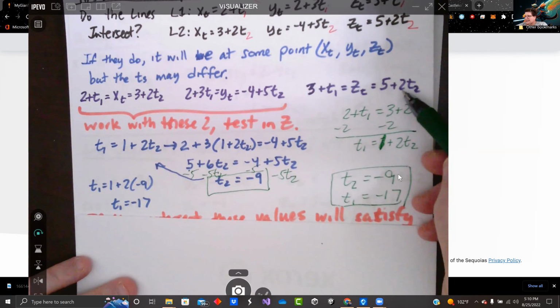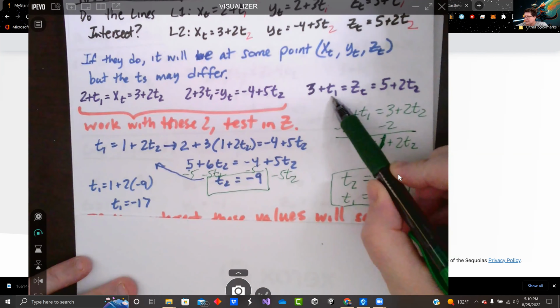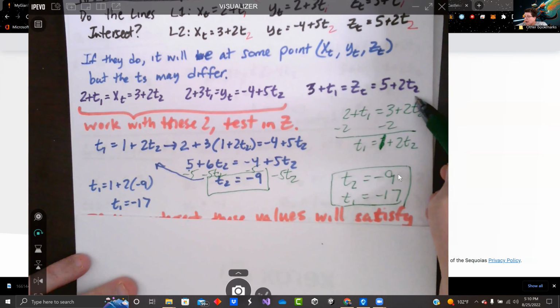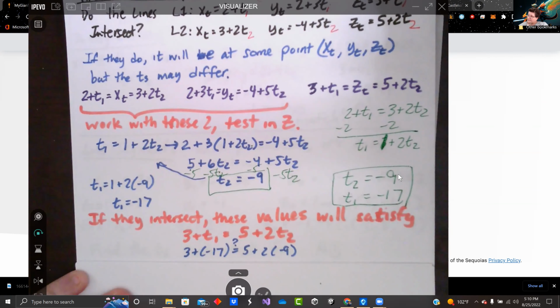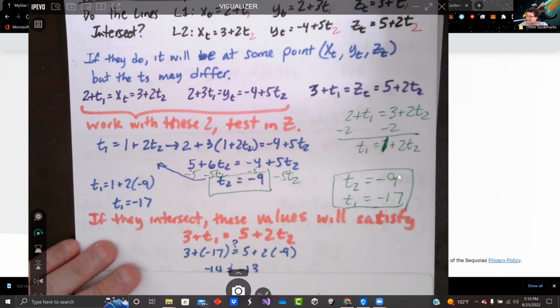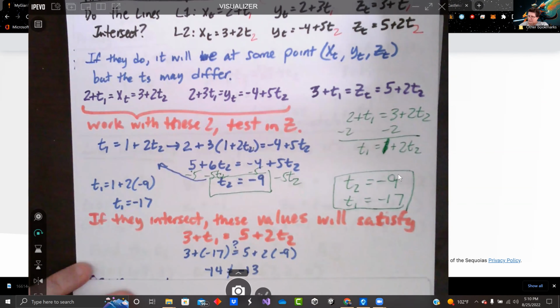If I plug them into z, the t1 being negative 17 and the t2 being negative 9, I should get a true statement. So let's do that. I plug in negative 17 and negative 9. 3 plus negative 17 is negative 14. And 5 plus 2 times negative 9 is negative 13. They don't match.